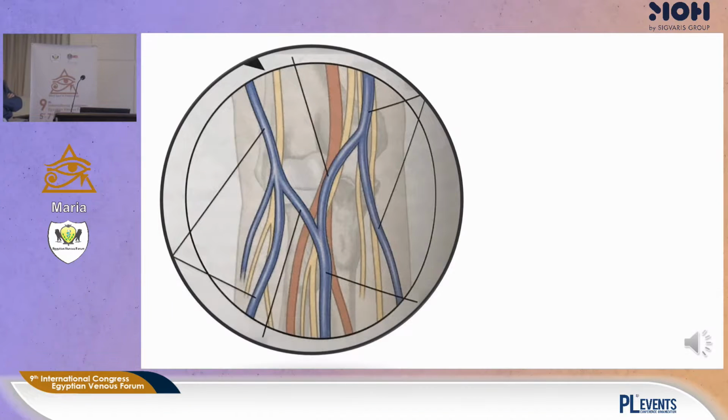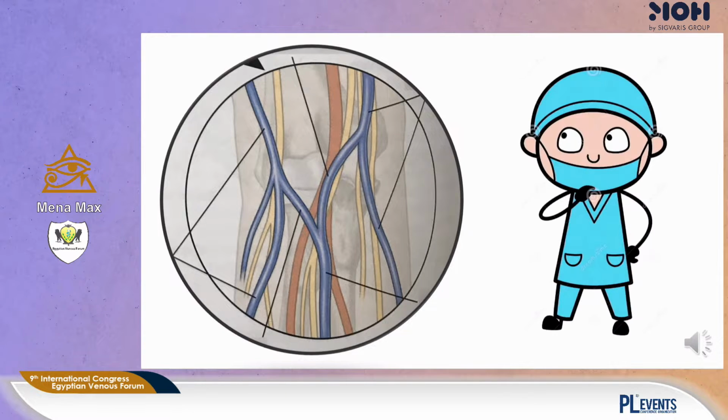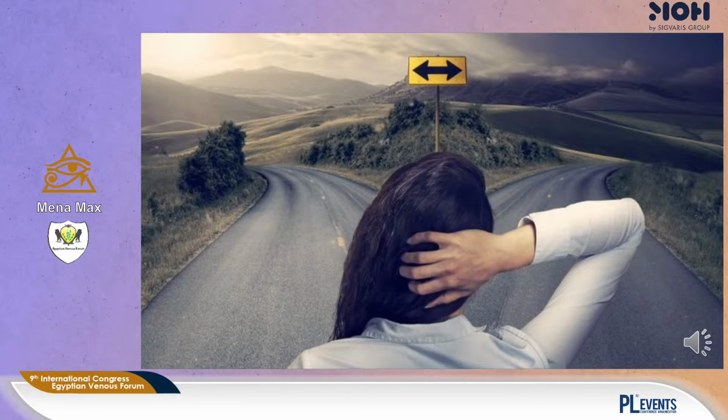I want to start my presentation with a question. If you see this anatomical view, which vein will you choose to do a fistula? It is a cephalic vein or antecubital vein, which supplies both cephalic and basilic veins. Please remember this slide for the two ways.